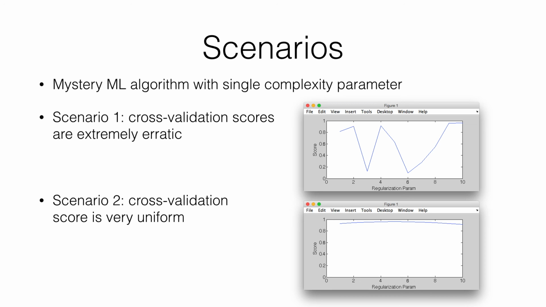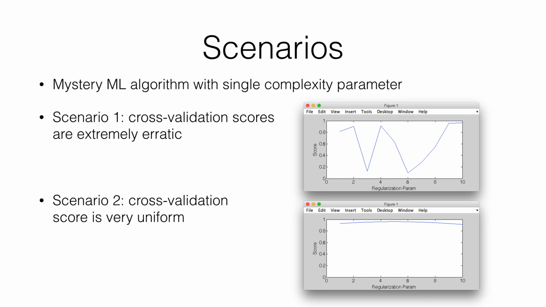So the first scenario I want you to think about is, what happens if you run cross-validation on different values of some complexity parameter. So you're choosing how complex you want your model to be, and it turns out that as you tune that complexity parameter, you get really erratic scores. Like in this plot here, for one setting you get 0.8, for another you get 0.9, and then as you increase the parameter a little bit, you get something like 0.2, and then it goes back up to 0.9. You see some really, really weird behavior. So let's think about what that means when that happens.